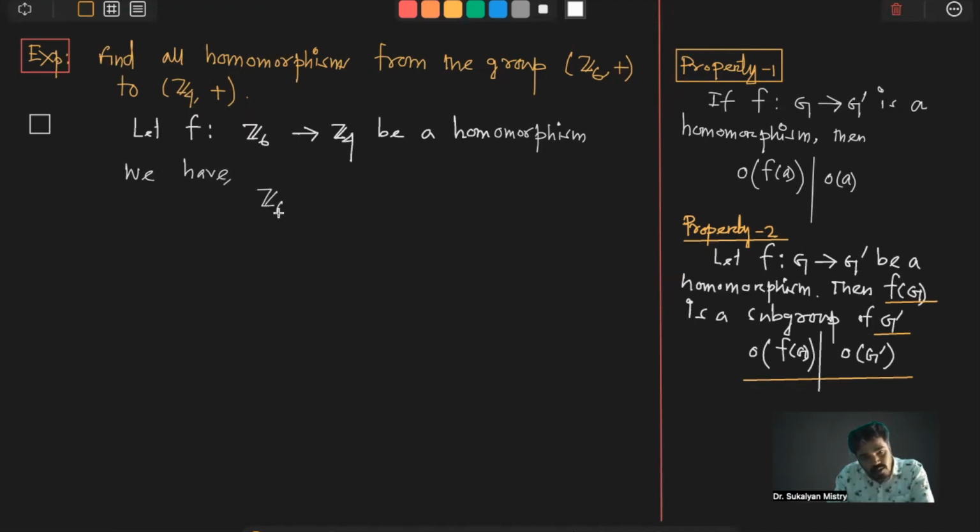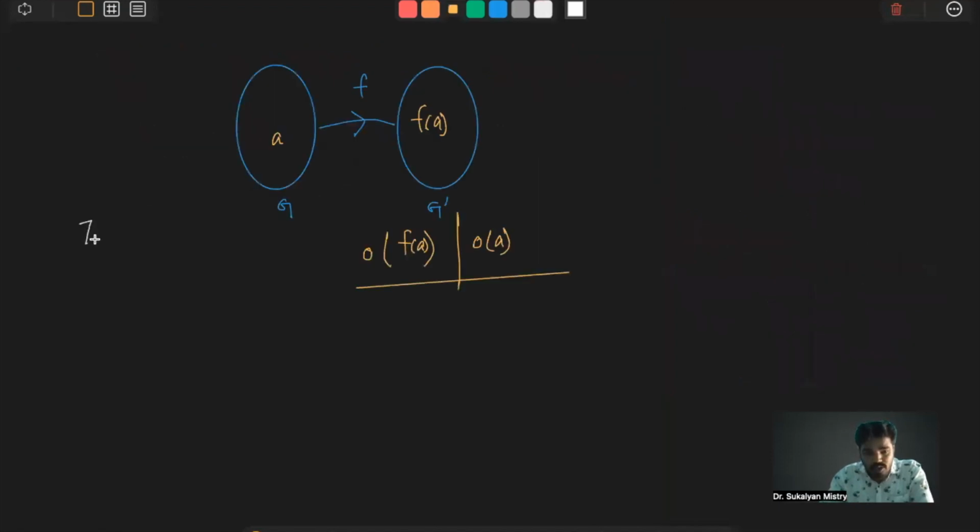So we have Z6. What is the generator of Z6? The generator of Z6 is 1 bar, because we symbolize the elements of Z6 with a bar: 0 bar, 1 bar, 2 bar, 3 bar, 4 bar, up to 5 bar. And also, what is the order of 1 in Z6? Order means the minimum number of times you add 1 to get the identity element. So look, we are calculating in Z6. Here we consider Z6. So what are the elements of Z6? 0, 1, 2, 3, 4, 5.